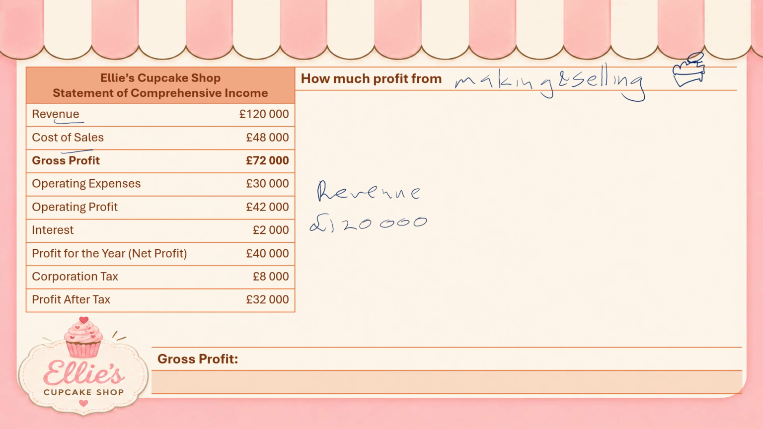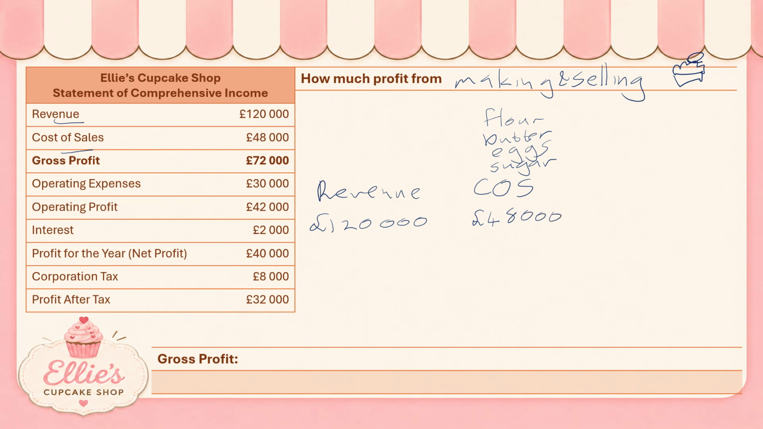But Ellie couldn't keep all of that money. She first had to pay for all of her cost of sales. And cost of sales includes all the direct costs of making the cupcakes. And for Ellie, that is things like the flour and butter and eggs and sugar. All of those are the direct costs of making cupcakes. And these costs increase every time she makes the cupcakes. This year, her cost of sales were £48,000.